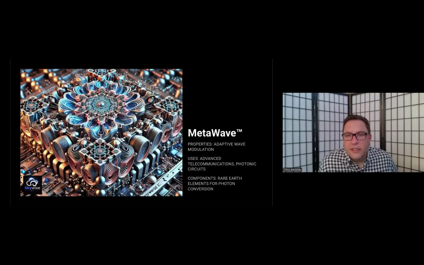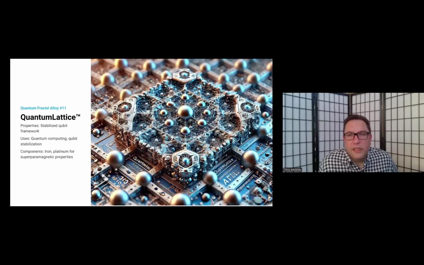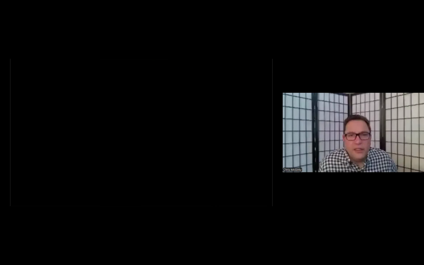Metawave, this has various rare earth elements that we're going to use for photon conversion, but this is going to be something that's important in some of the next gen telecommunication devices. This is a great example of quantum lattice, the intricate levels that you can do with it, using iron, platinum, and superparamagnetic properties that we can give to those. This is an example of nyrite in more of a finished form. So this is a very custom synthetic alloy, and there are fractal structures embedded throughout.